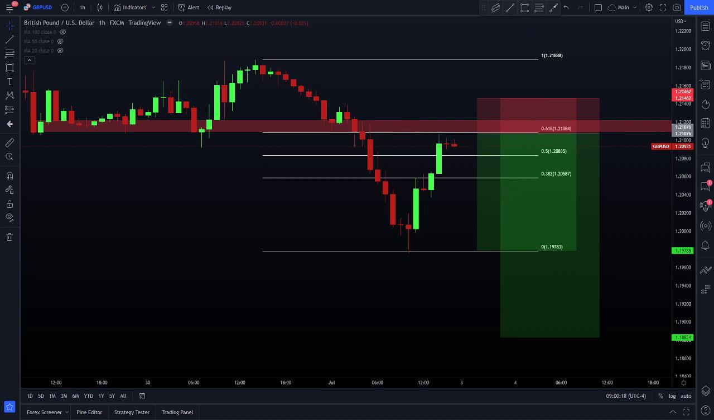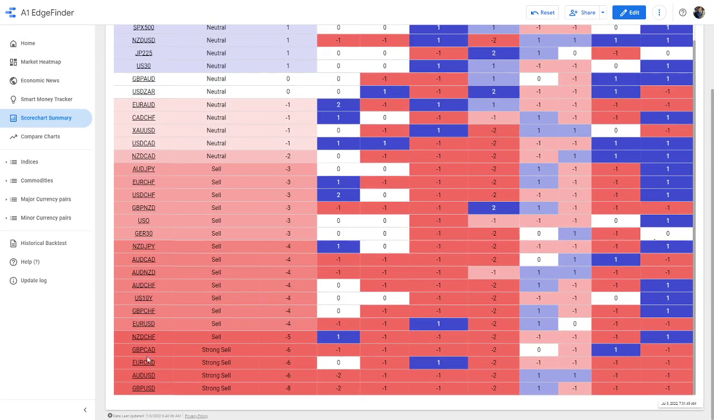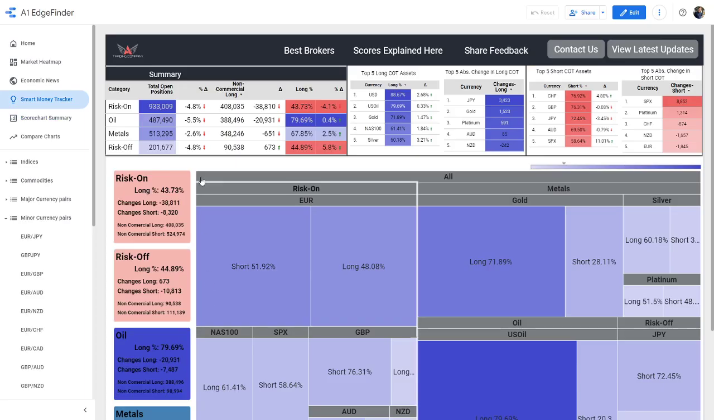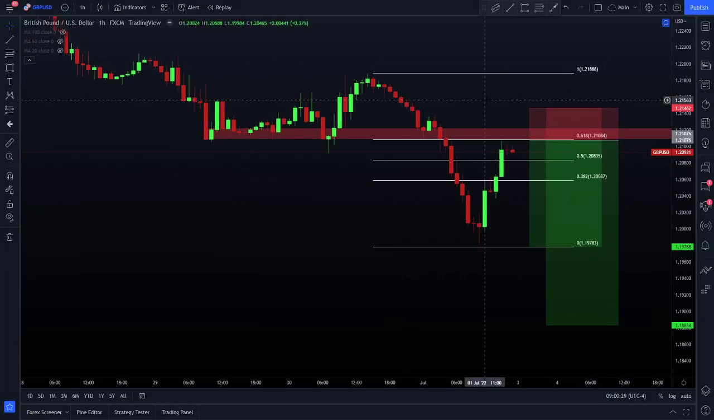Again, this one came up on the Edge Finder as a strong sell on our score chart summary. Again, it was like the bottom of the list, GU. Also, AU came up as well. So I like this one. I really, really like AU and GU short.